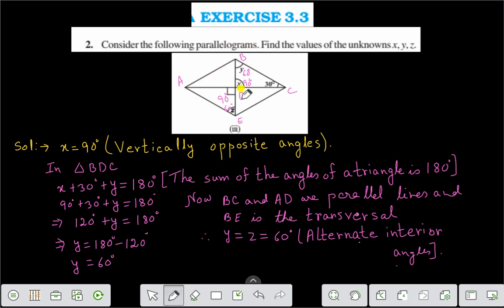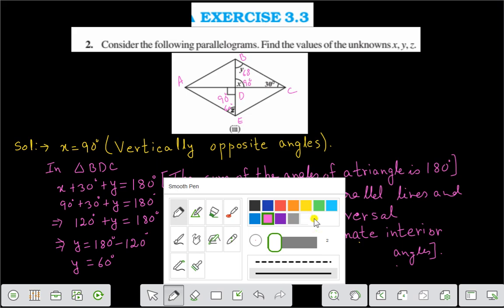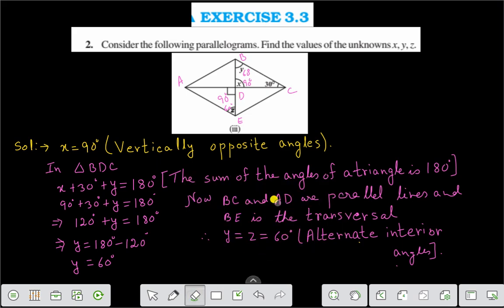Now since this is a parallelogram, not BC and AD, we change the name here. Therefore, we can write BC and AE, not AD, AE. BC and AE are parallel lines, and BD is the transversal. Therefore, angle y is equal to angle z, that is 60 degree, because these are alternate interior angles, right?